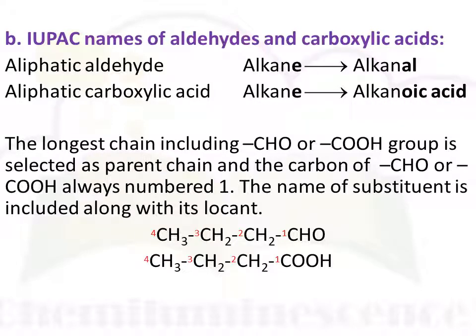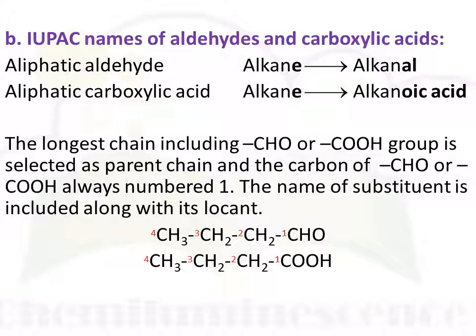The second rule we have to remember is that first, select a parent chain, and the parent chain should contain a functional group, and it should be the longest chain which contains a functional group, that is the formyl group or a carboxylic group, depending on the corresponding functional group. And the carbon of that functional group, that is the formyl group or carboxylic group, is always numbered 1. If substituents are present on the alkyl chain or the longest hydrocarbon chain, then include their name along with its locant.